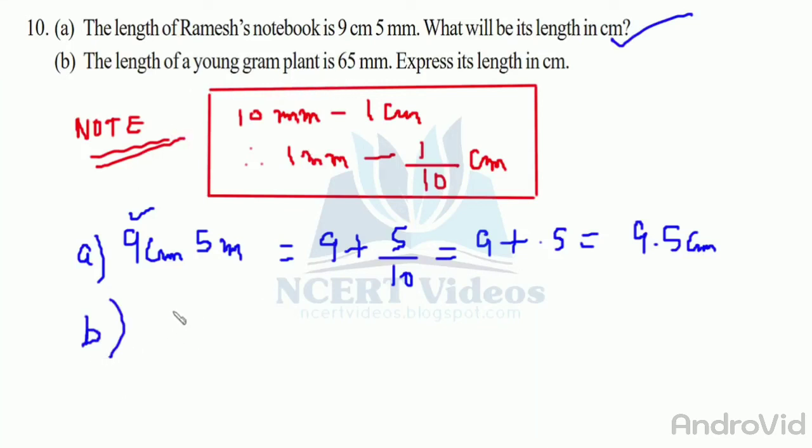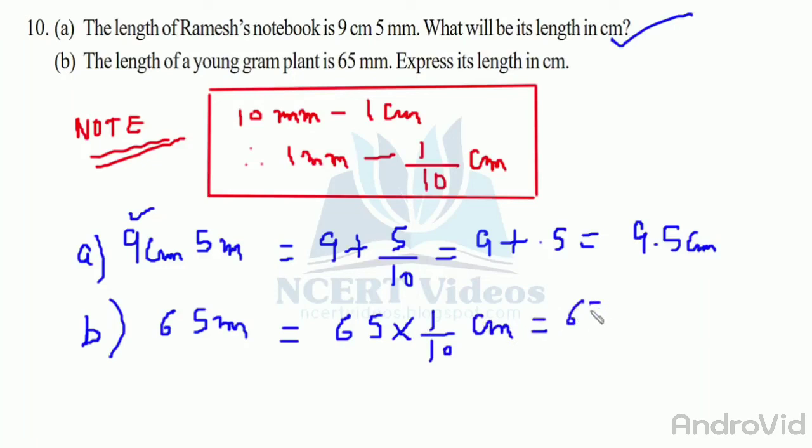The length of the young plant is given as 65 mm. We convert it and multiply it with the 1/10 factor to represent it in terms of centimeters. 65 into 1/10 centimeters. So 65/10 is nothing but 6.5 because only one 0 is there in the denominator. So that is your question number 10, B part. That's how you have to do all the questions.